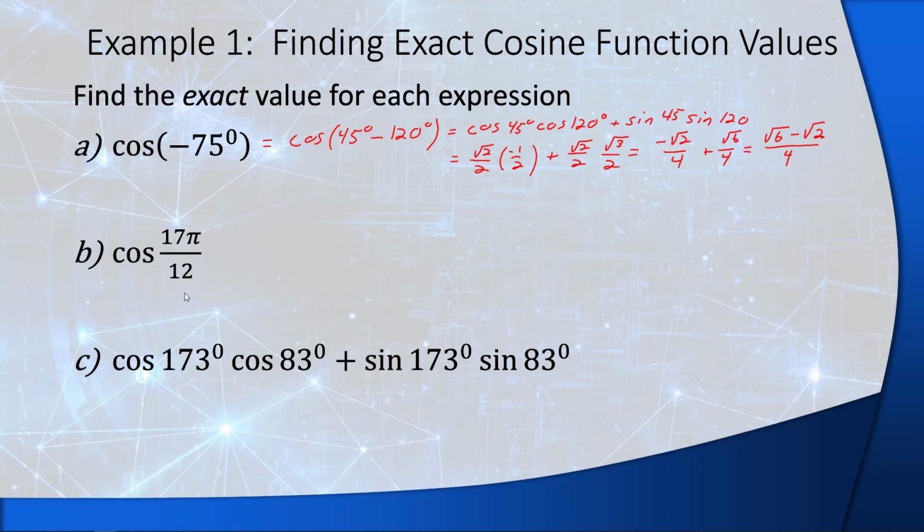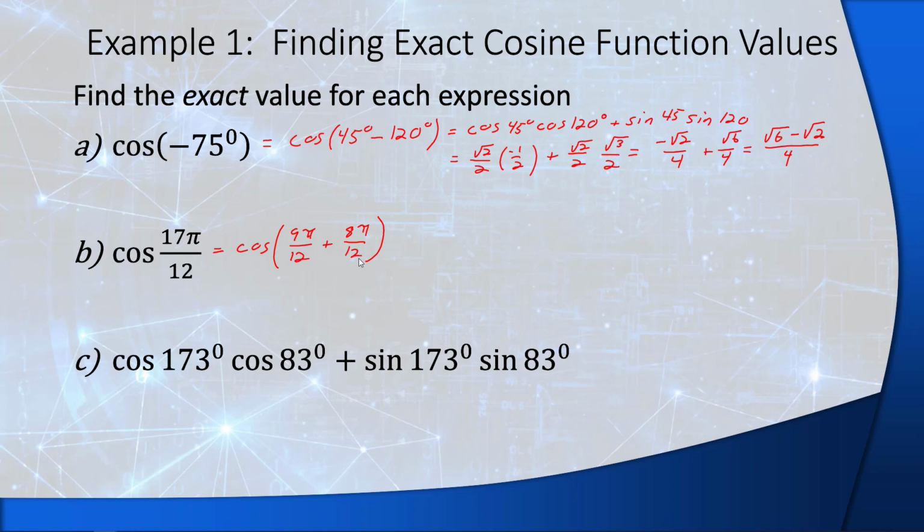Now, what about the cosine of 17 pi over 12? Well, we can go back to our table of equivalent forms, and what you will see is that we can rewrite that as the cosine of 9 pi over 12 plus 8 pi over 12. 9 pi plus 8 pi is 17 pi.